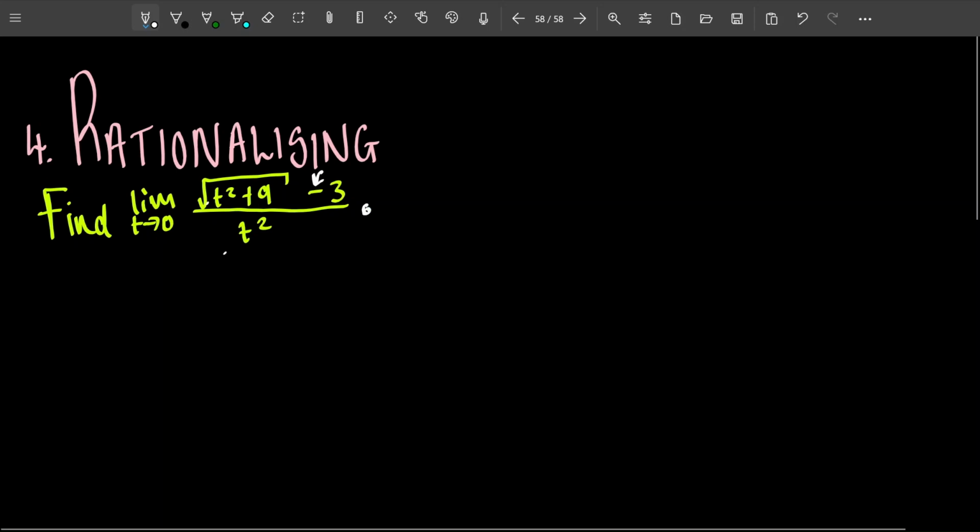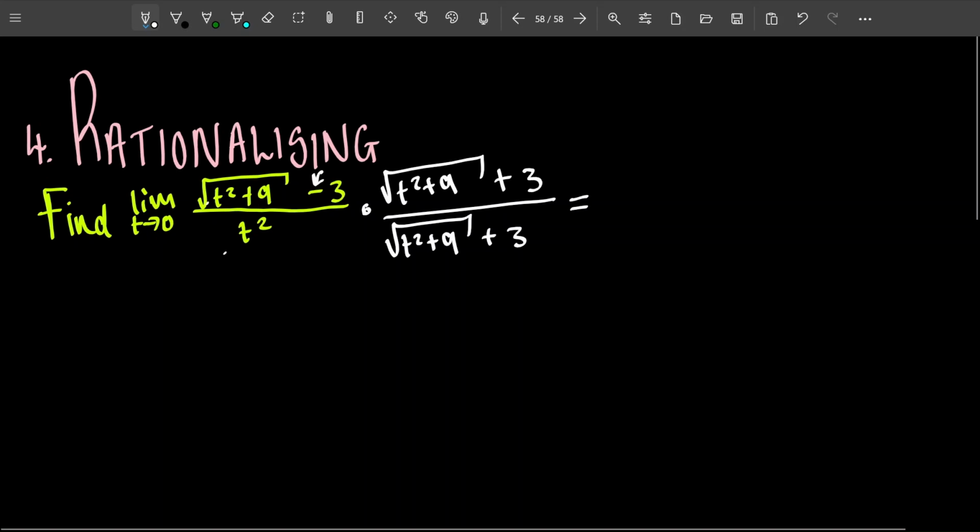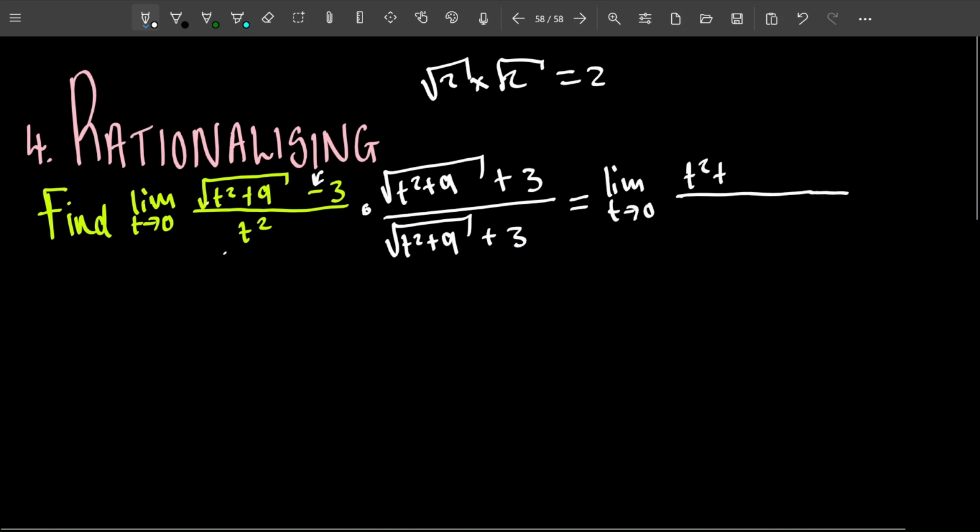So I'm going to multiply by the root of t squared plus 9 plus 3 over the square root of t squared plus 9 plus 3. This is now equal to the limit, and never forget to say the limit as t approaches 0, because you're taking a limit. Now, what do you get on the top? The top is the easiest part. You multiply the roots first, and when the roots multiply, like root 2 times root 2, your answer is just 2. So root of t squared plus 9 times root of t squared plus 9 is just t squared plus 9.